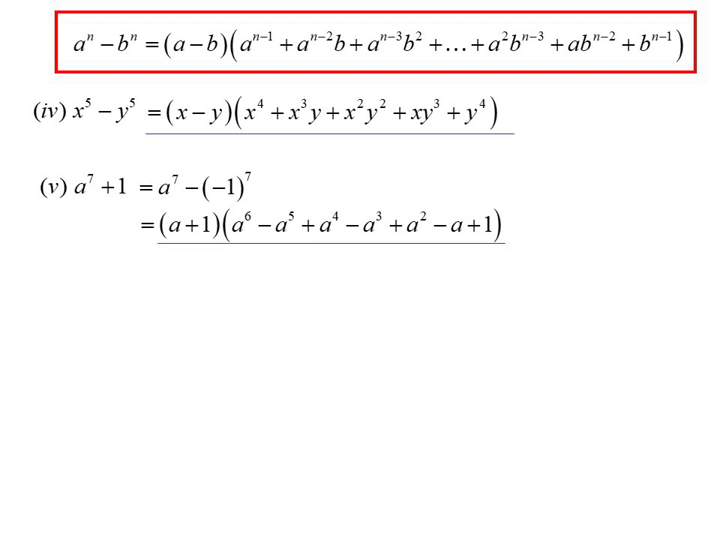Well, that's all I need to know. I don't need to know it's a to the power of 7 minus 1 to the power of 7. I just need to know, hey, essentially that pattern. Match it, a plus 1, and then in the second one, I just alternate, plus minus, plus minus, plus minus, until I get to the end.